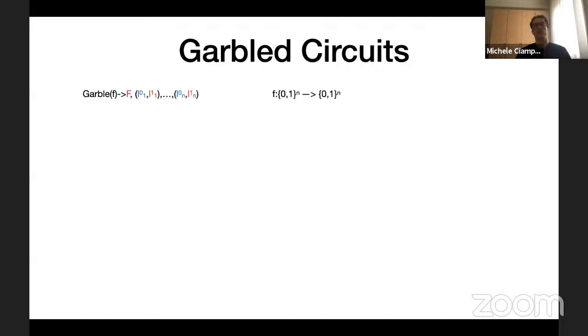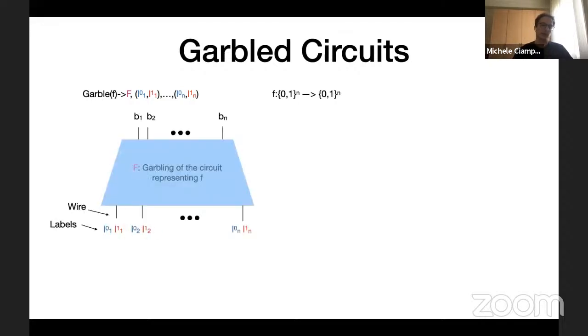So basically, a garbled circuit has two algorithms. The first is the garbling algorithm that takes as input the description of the function and outputs the garbling F and a set of labels. Precisely, for each wire, which represents an input of the function, we will have two labels. One label, in this case the blue labels, represents an encoding of zero. And the red labels represent an encoding of one.